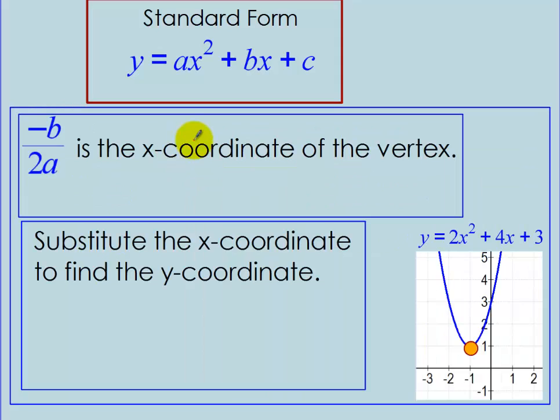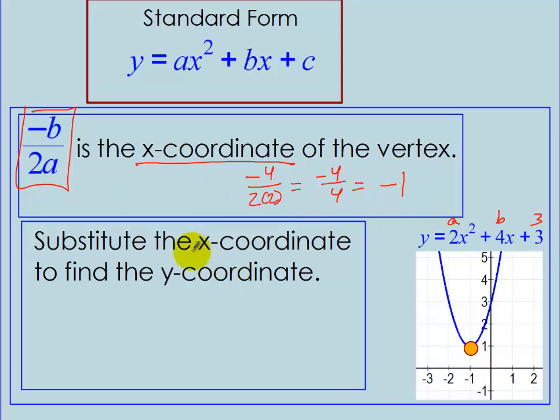Here's one difference though. How do you find the vertex for a standard form function? The key formula here: the x-coordinate of the vertex is going to be negative b over 2a. So for example, in this case, if my a is 2, my b is 4, and my c is 3, my x-coordinate is going to be negative 4 divided by 2 times 2, which simplifies to negative 4 over 4, which is negative 1. That's the x value of the vertex.